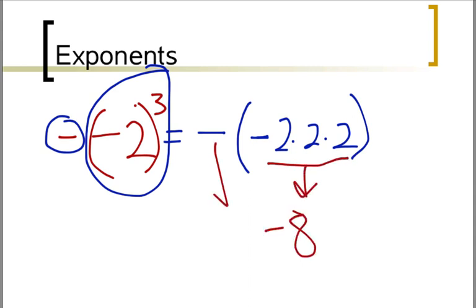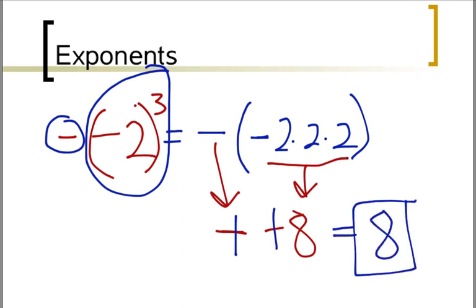Now because it's being raised to an odd number, you've got negative 2 times 2 times 2. In other words, the answer would have been, just from raising it to the third power, a negative 8. But we've got our negative sign out in front, so it's negative times negative 8. Now when you have two negative signs next to each other, you change them to positive, and then your actual final answer is positive 8. So that's just about everything that we need to worry about when it comes to exponents.